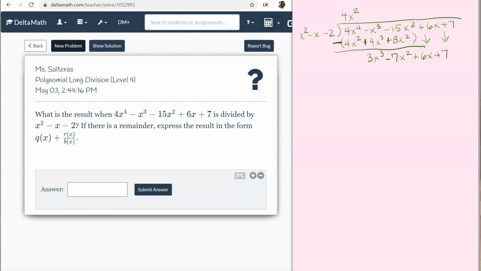X squared times what will give us 3x cubed? Well, 3 times 1 will give us 3, so we need a positive 3. Remember, same signs. X squared times x will give us x cubed, so really adding 3x. So here, 3x cubed. All right, 3x times negative x will give us a negative 3x squared. 3x times negative 2, negative 6x.